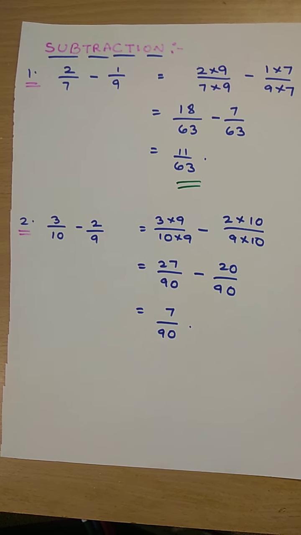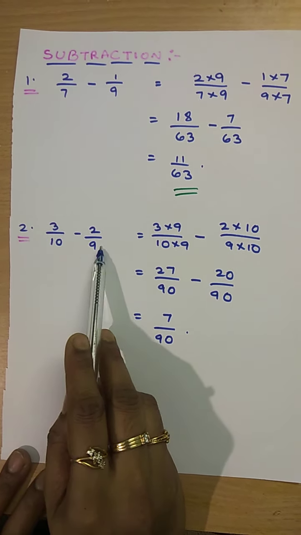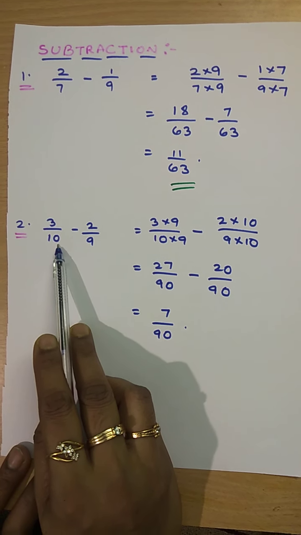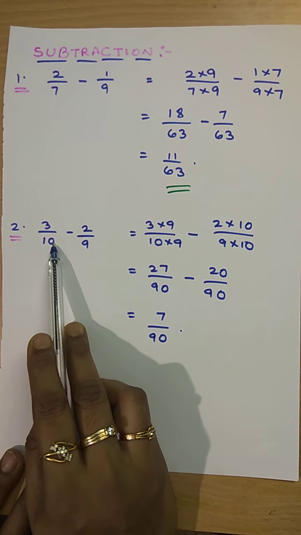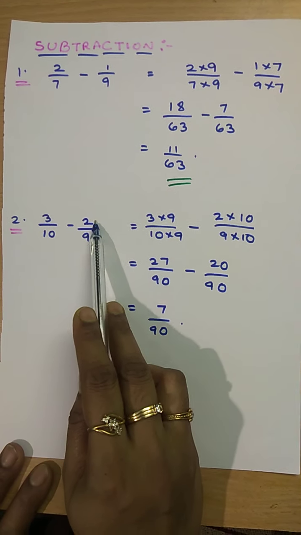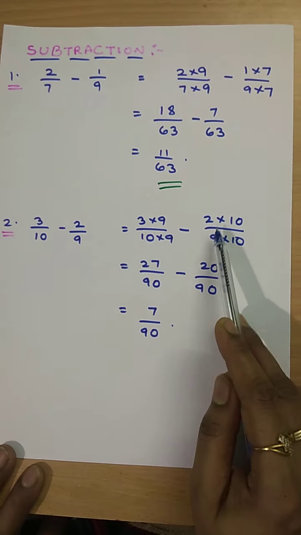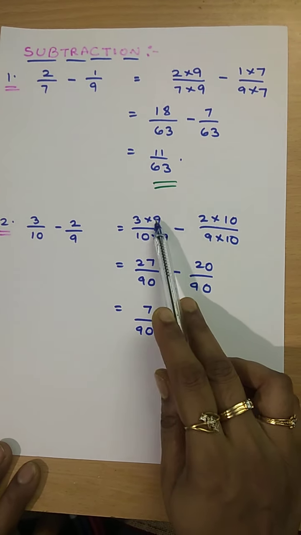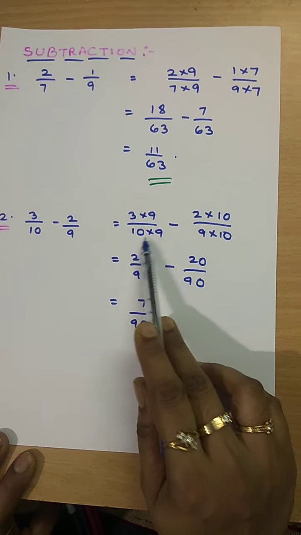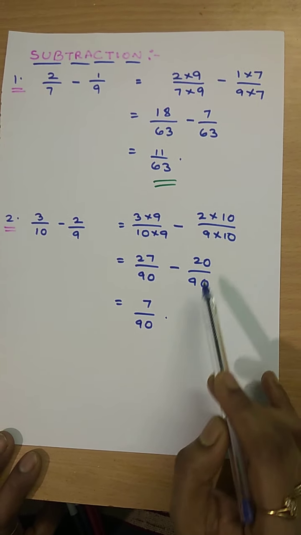Okay. Now I am going to explain one more example also. 3 by 10 minus 2 by 9. I am multiplying the numerator and denominator of the first fraction with 9 here: 3 into 9, 10 into 9. For this fraction I am multiplying with 10: 2 into 10, 9 into 10. Here 9 3s are 27, 9 10s are 90. 2 10s are 20, 9 10s are 90.